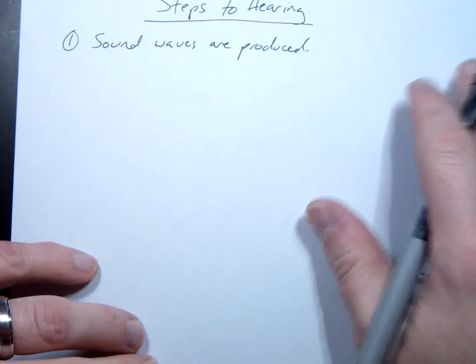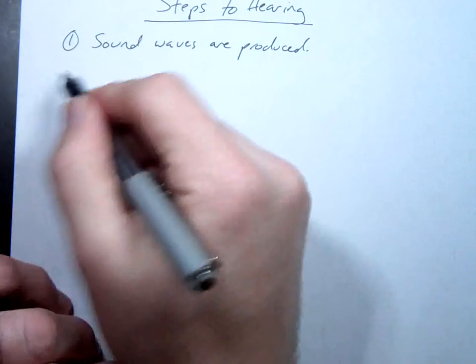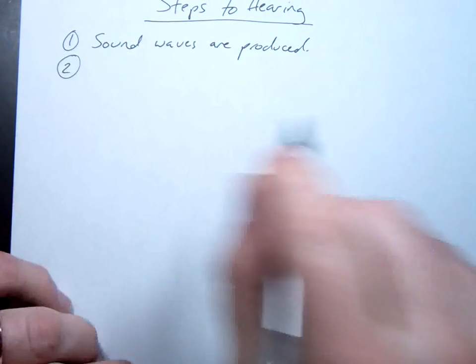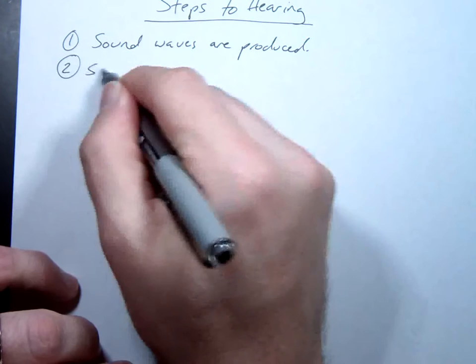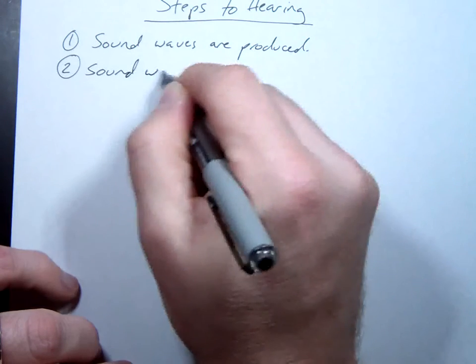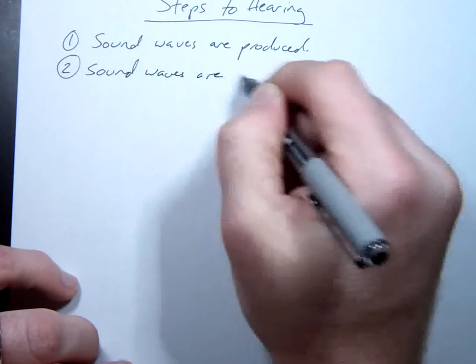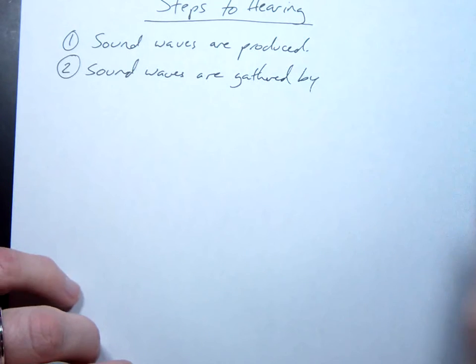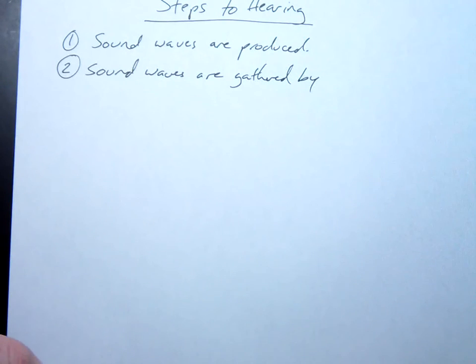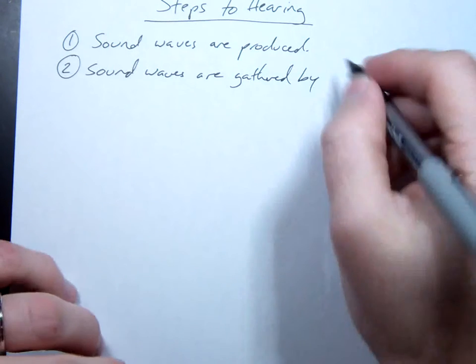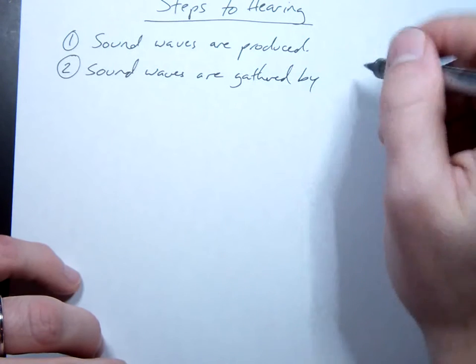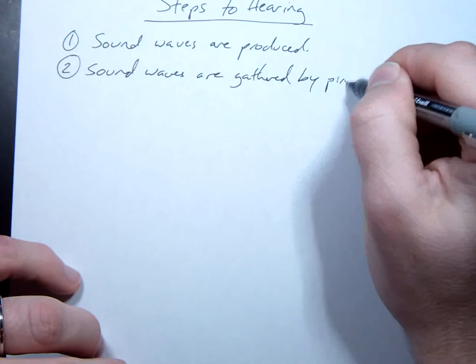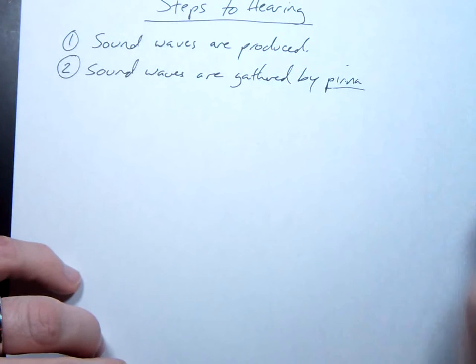So those sound waves that are produced are basically disturbing the air around us, and we are then going to collect that. So sound waves are gathered by the flap on the outside. What's that thing called? The pinna, sometimes called the auricle. But that's the whole assembly on the outside.